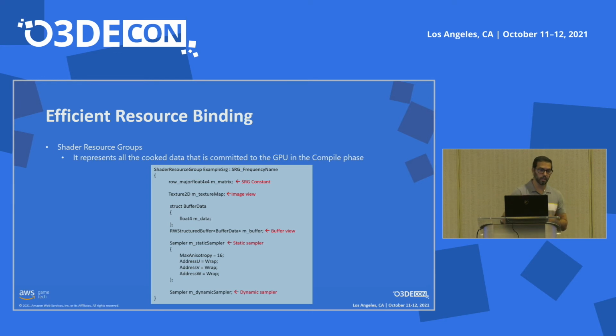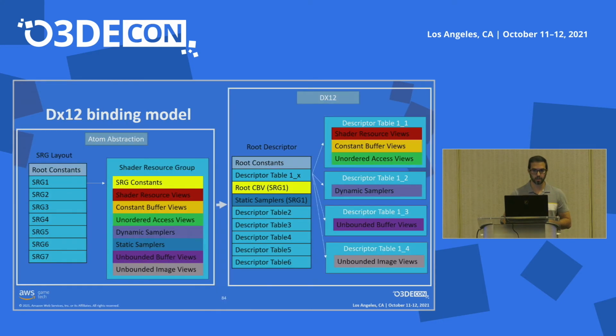But this layout and this information gets fed to the runtime. And then at runtime, your C++ code, when it builds that data and sends it to the GPU, knows how to bind it correctly. I'll kind of go over that.